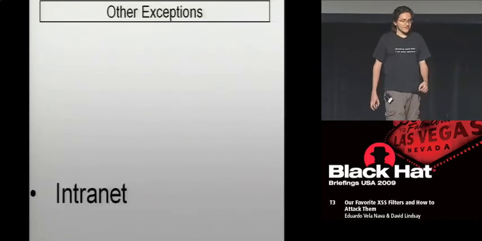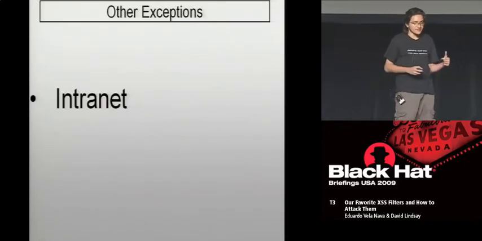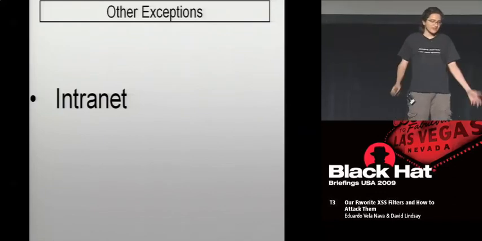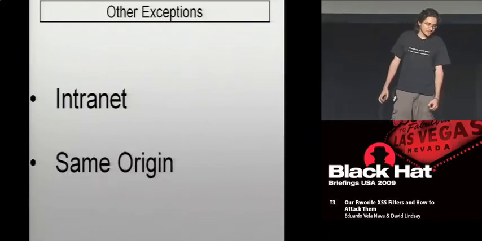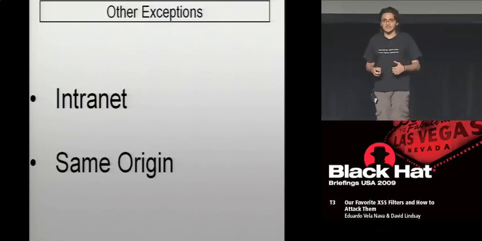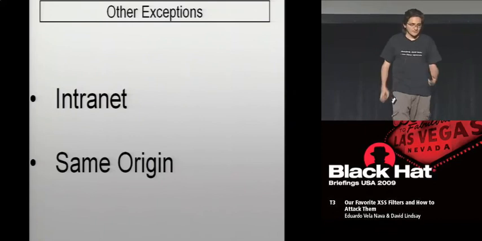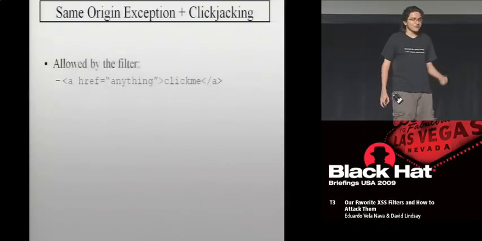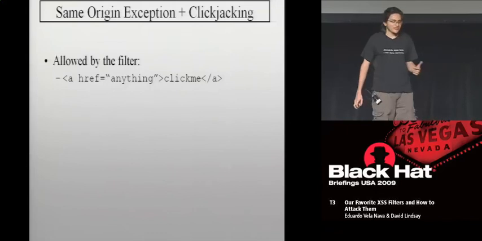Other exceptions, intranet. The Internet Explorer filter is not enabled in the intranet by default. So you can do attacks on intranet websites. And same origin. Well, if a website is attacking itself, it's considered trusted. So it's also not detected as an attack. So you can also use the same origin exception as an attack using clickjacking.